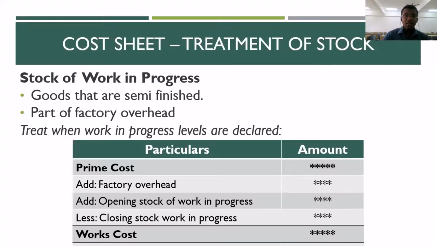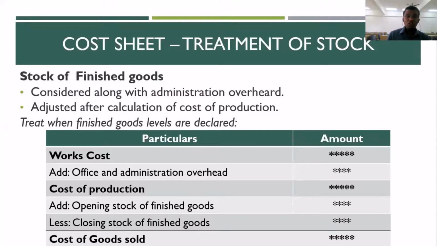The last category of cost that we would have is stock of finished goods. Now, cost of finished goods, these are goods that you have finished.